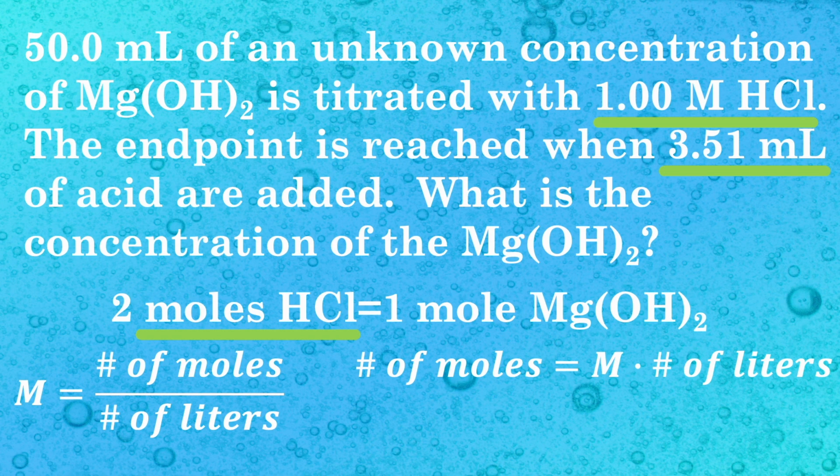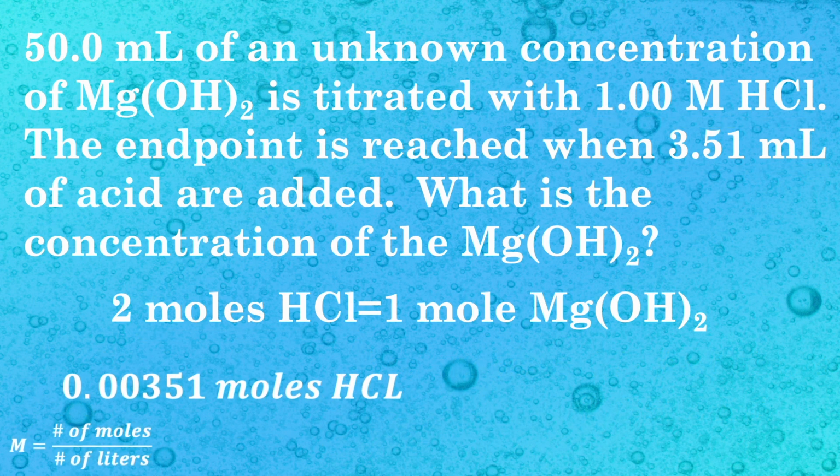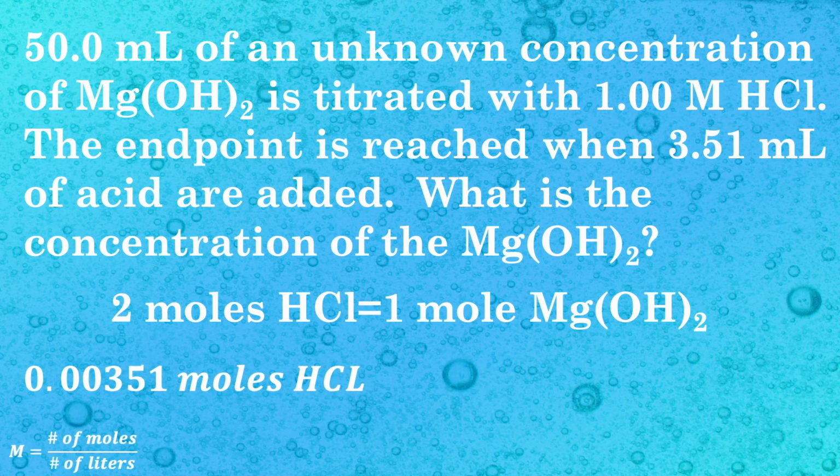Plugging in my values, 1.00 molarity and 3.51 milliliters. Please notice I converted that to liters because that's what molarity is defined as. And that gives us 0.00351 moles of HCl. So now I know that I have 0.00351 moles of HCl. I know there's a 2-to-1 ratio, but it might be confusing. Do I double it or do I cut it in half?